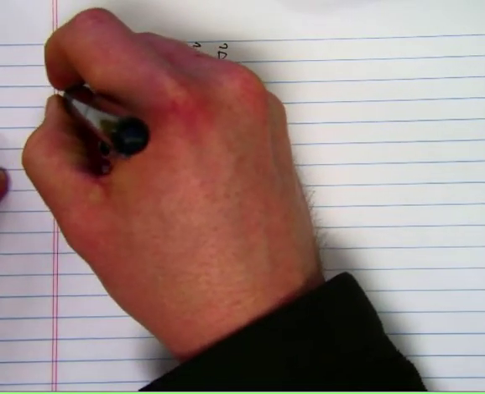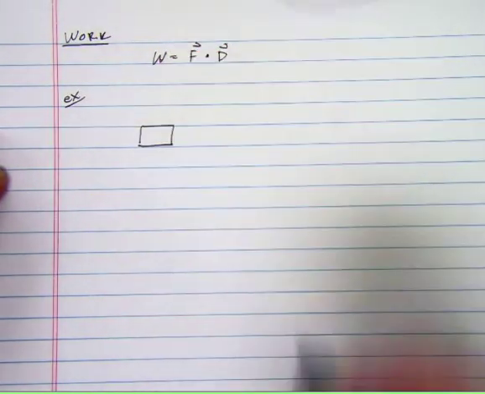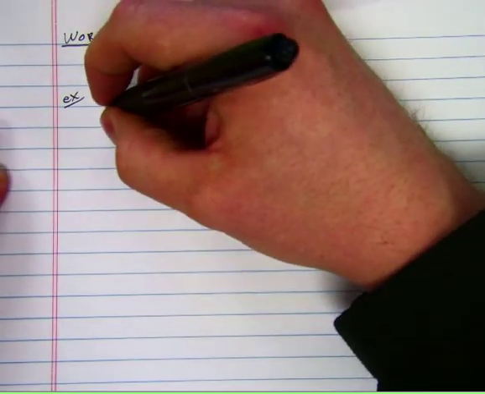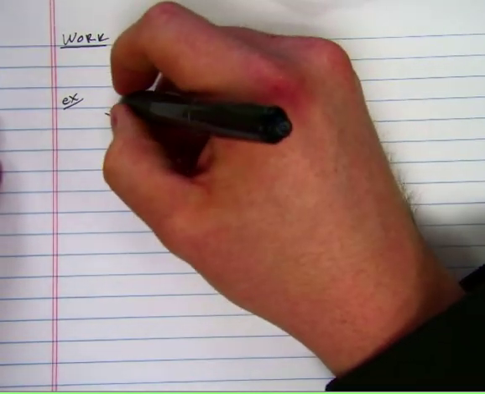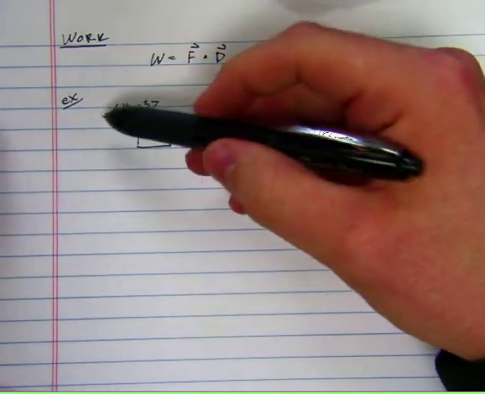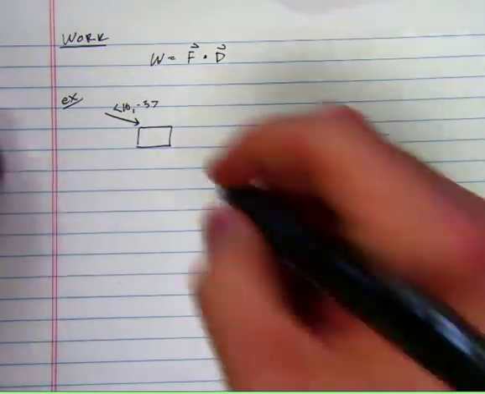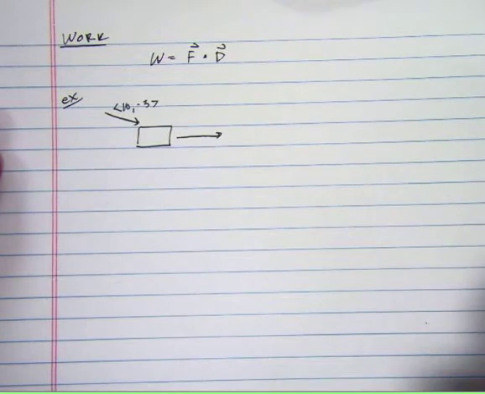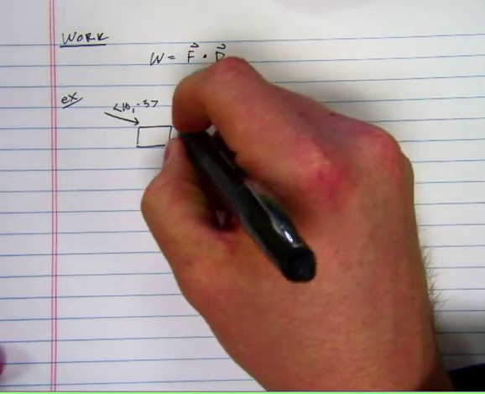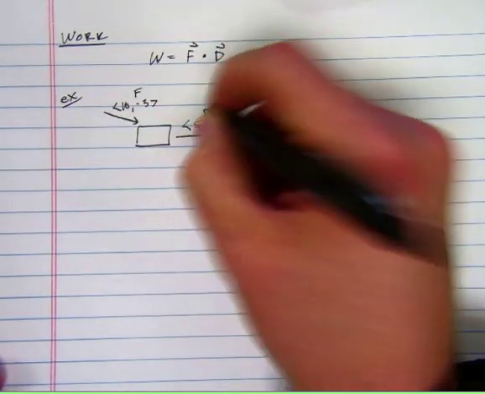So for example, I'm going to draw a box diagram here, and we're going to say that someone is applying a vector force, and that force is <10, -3>. So the force is going 10 over, but it's also being pushed down -3. Now the distance vector, we're going to say the box after that force was applied, the distance moved was <5, 0>. So this is F, this is D.